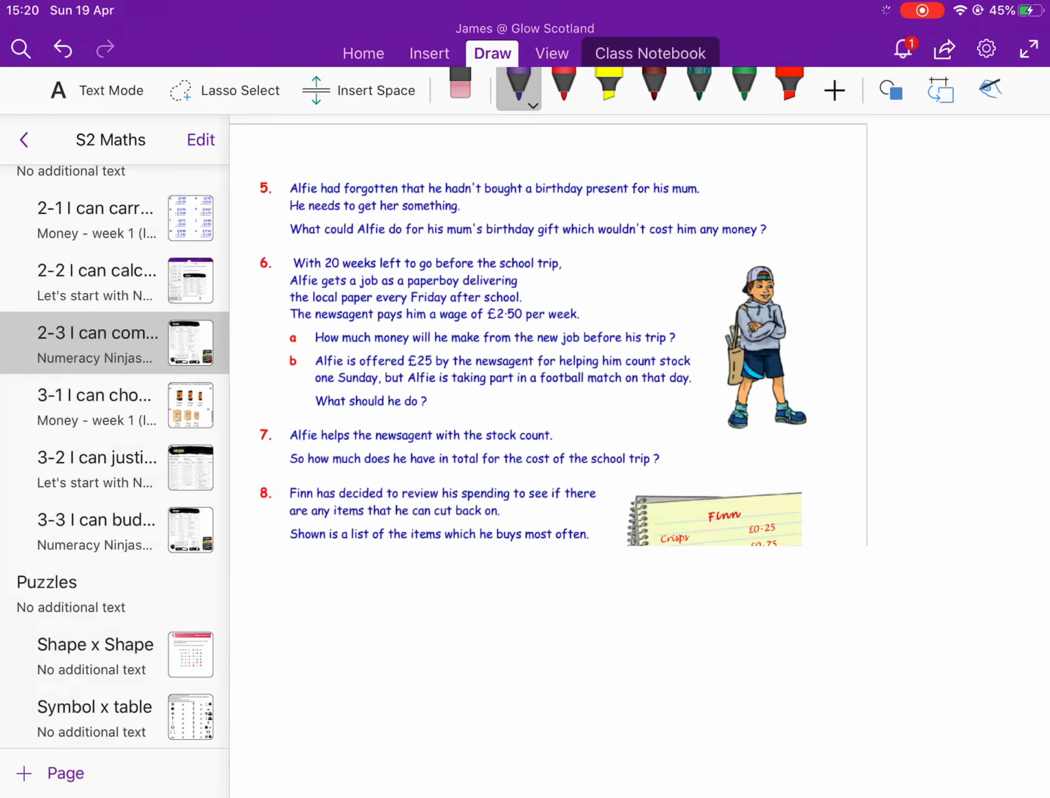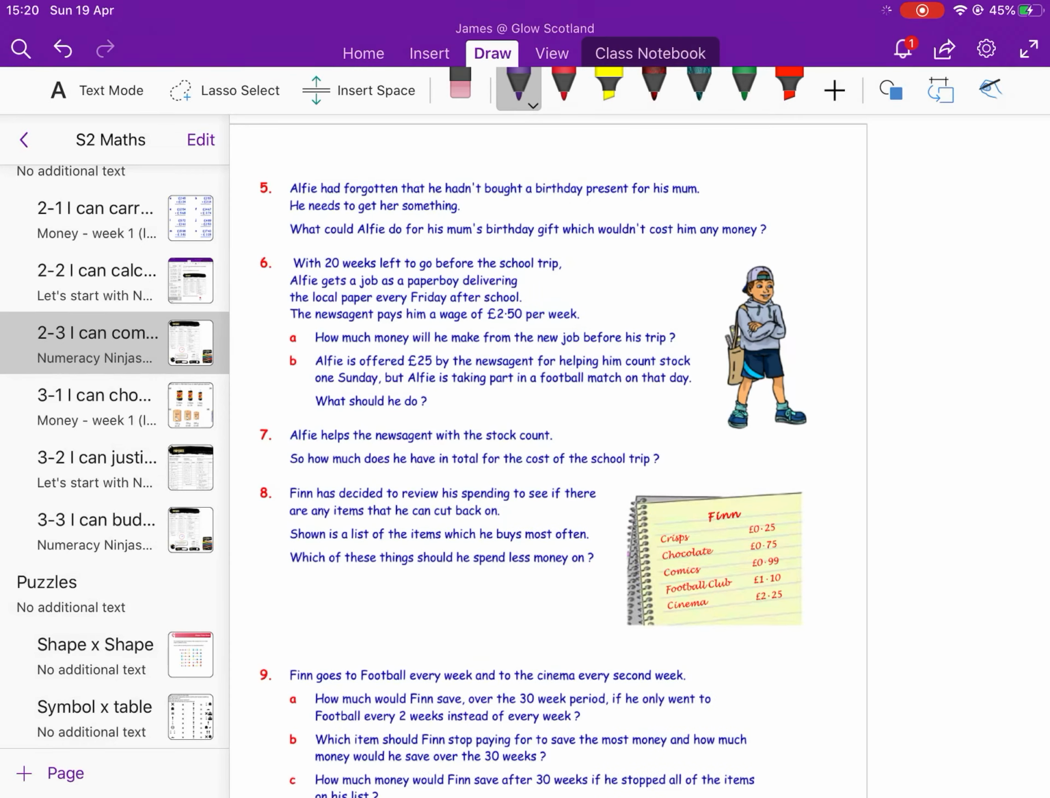For number 5, Alfie had forgotten that he'd bought a birthday present for his mum, so he needs to get her something. So what could Alfie do for his mum's birthday gift that wouldn't cost him any money? That's something you can maybe think about.